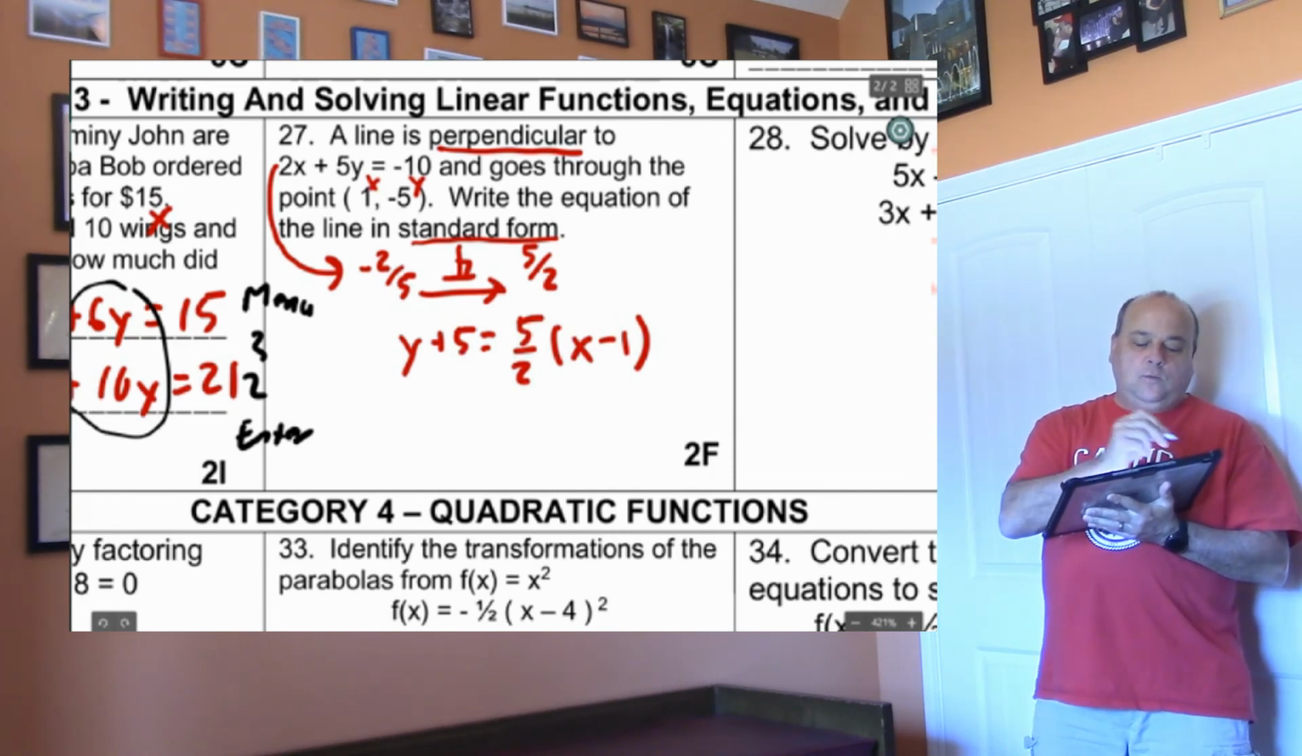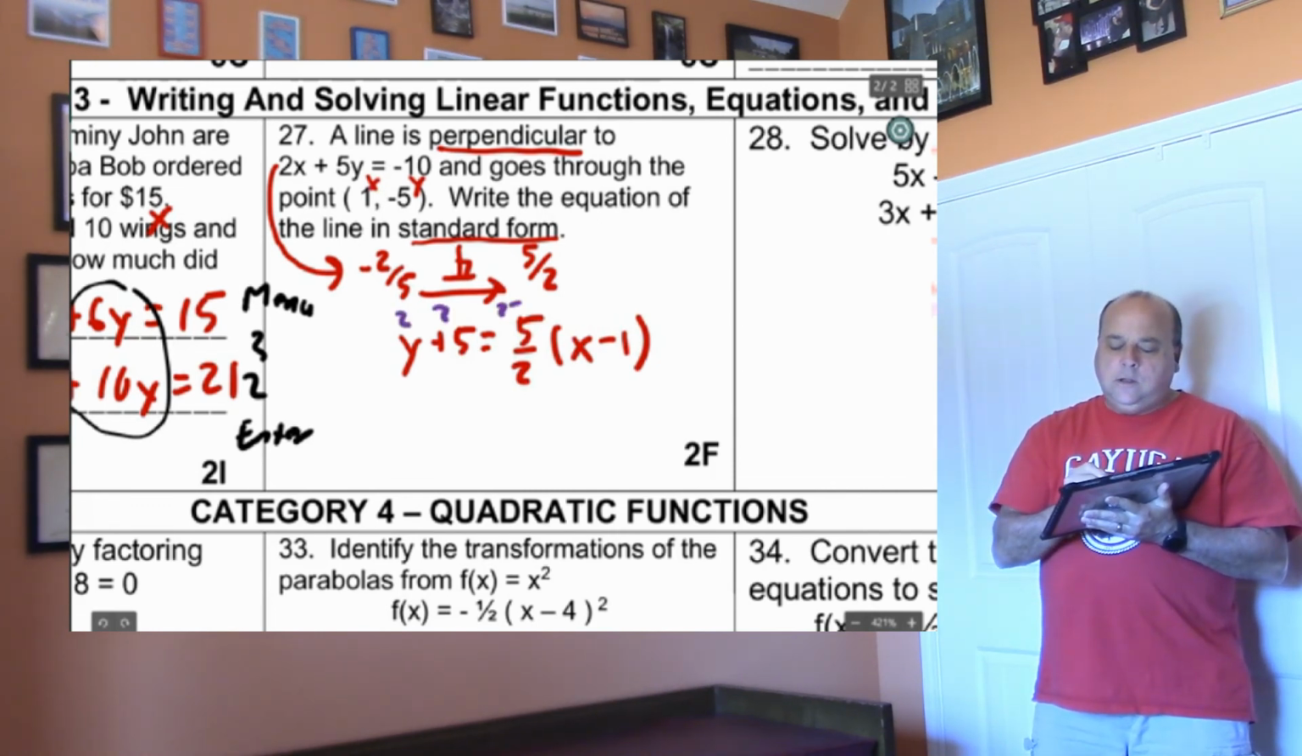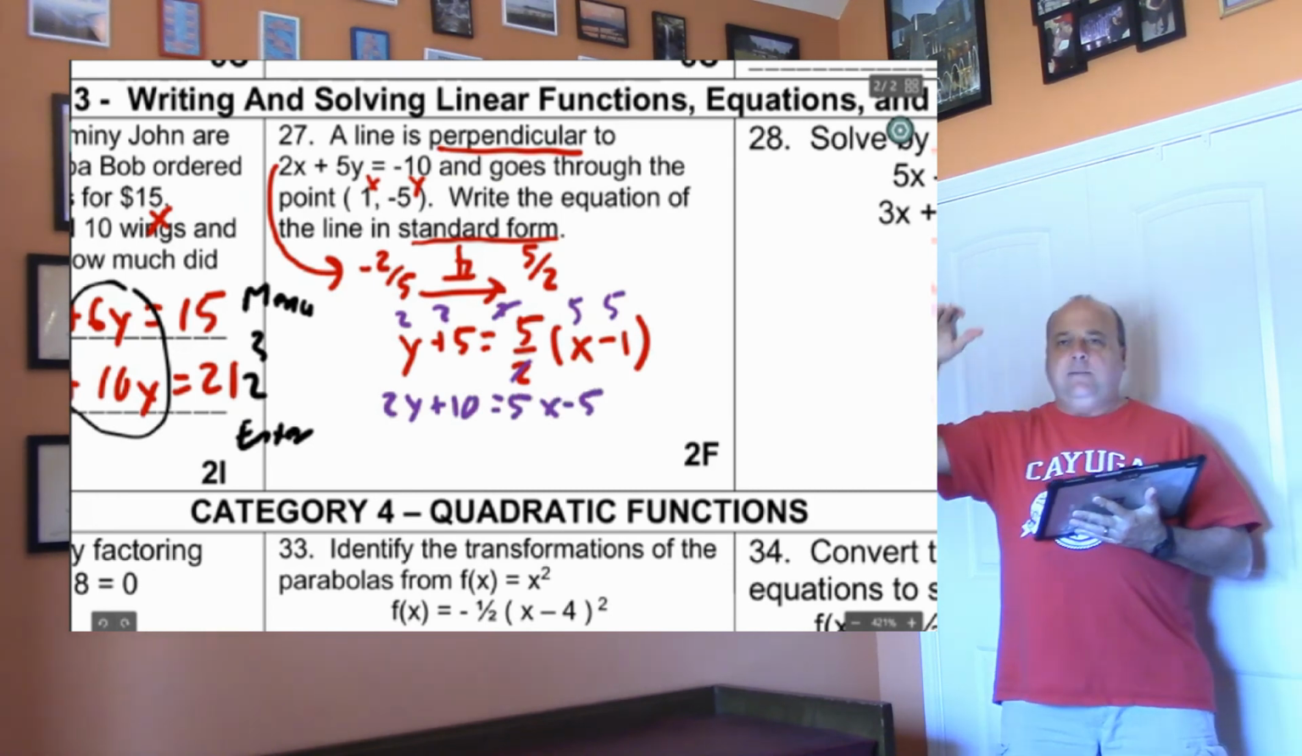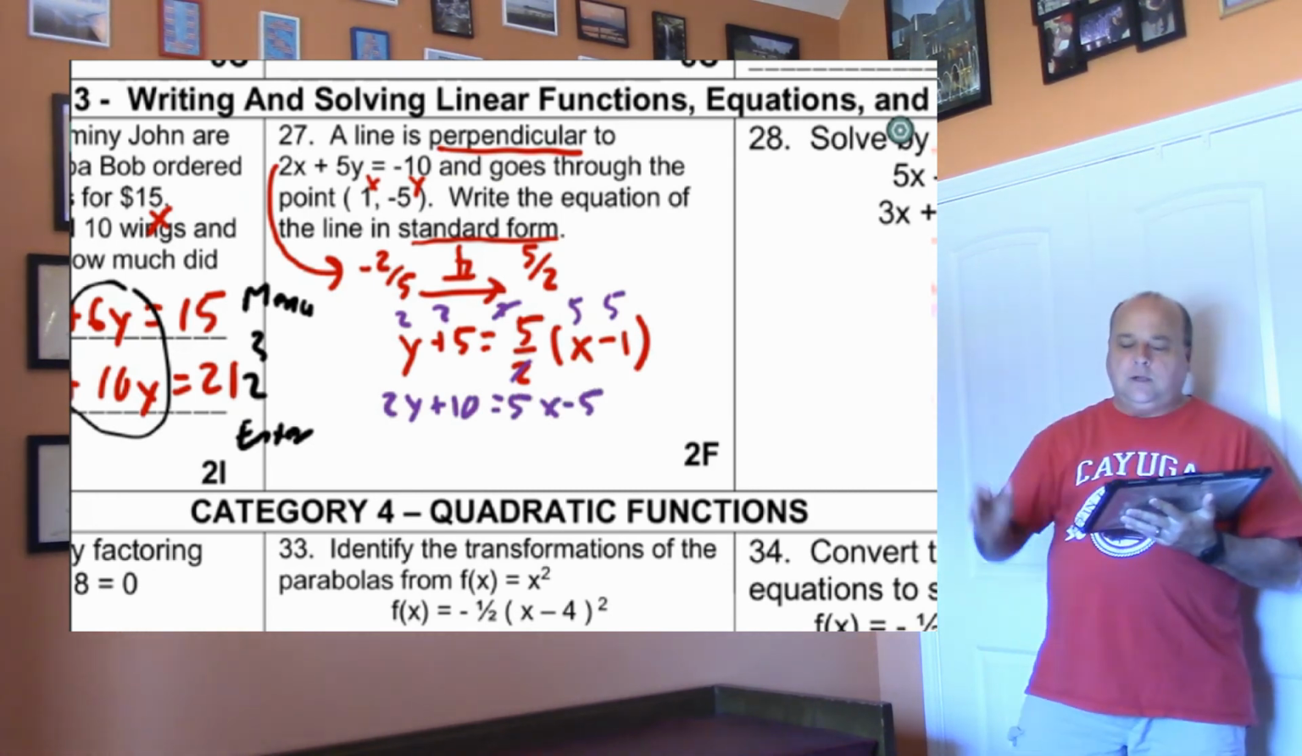Now then, I'm going to get rid of the 2. The 2's go to the left, and the 5's go to the right. Okay, so I'll end up with 2y plus 10 equals 5x minus 5, and I'm going to let you switch that to standard, okay?